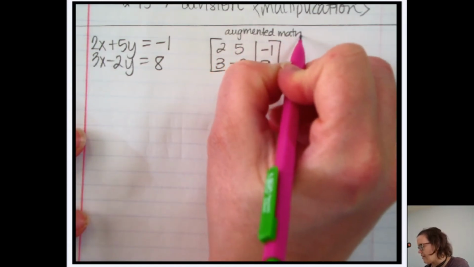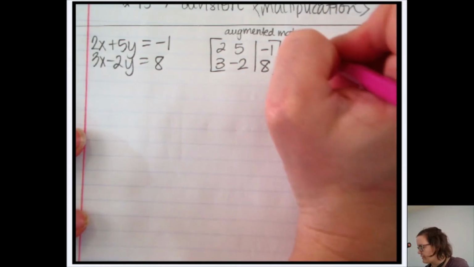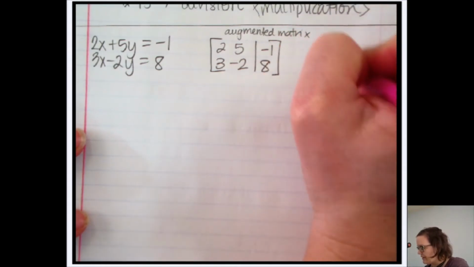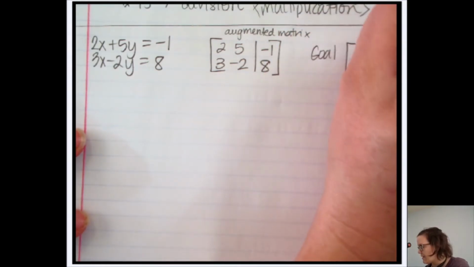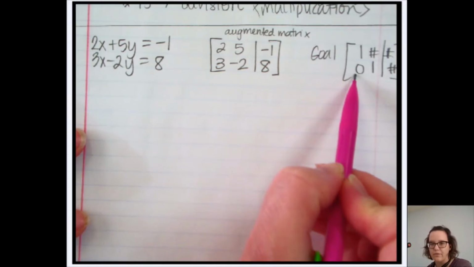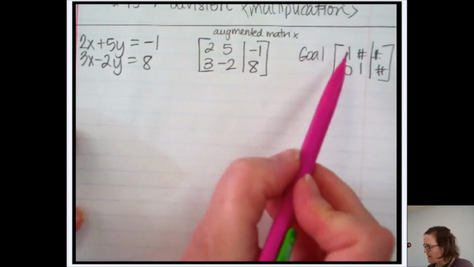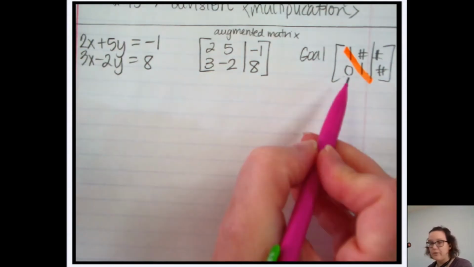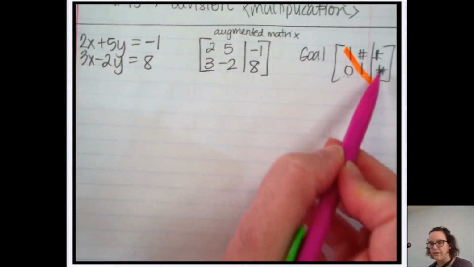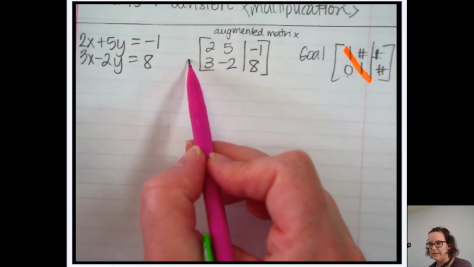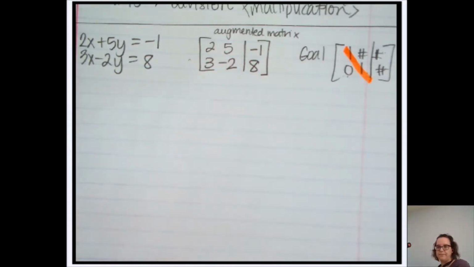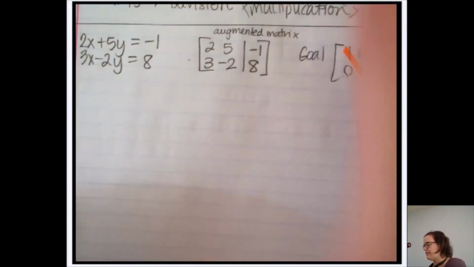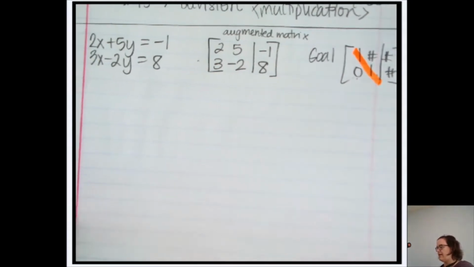Okay, now our whole goal, keep in mind, is we want ones in the main diagonal, and then everything under that's a 0. Okay, so we want ones in the main diagonal. That's our goal. We want a 0 down here, and then we want numbers here. Okay, so we need this to look like that. So where do we start? Is there a best place? And the answer is yes.